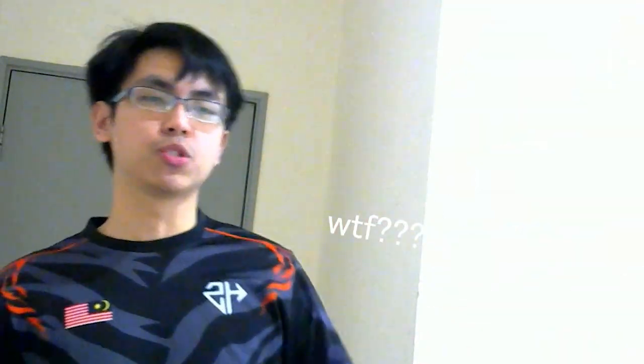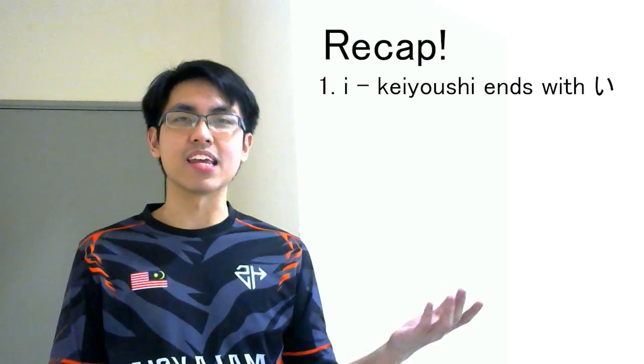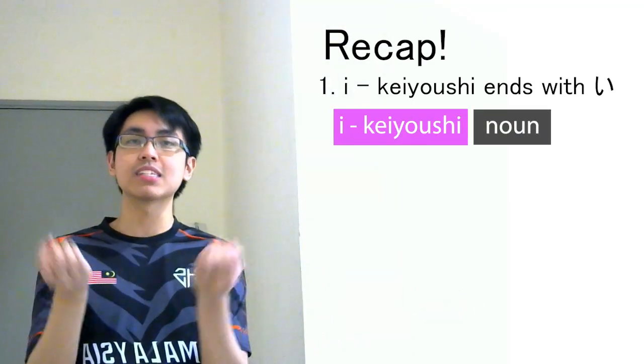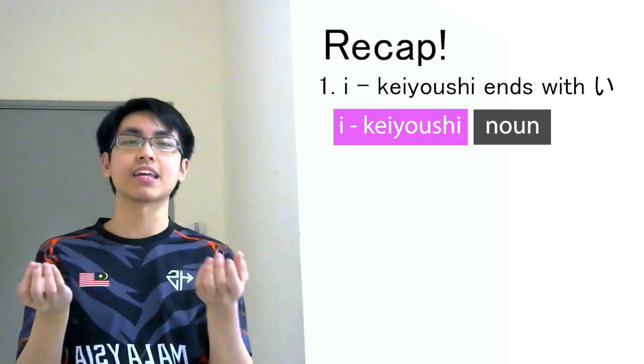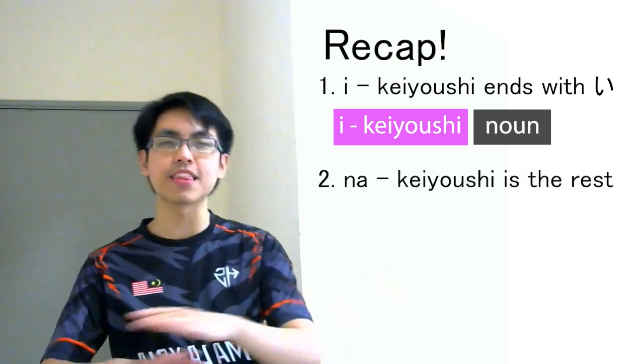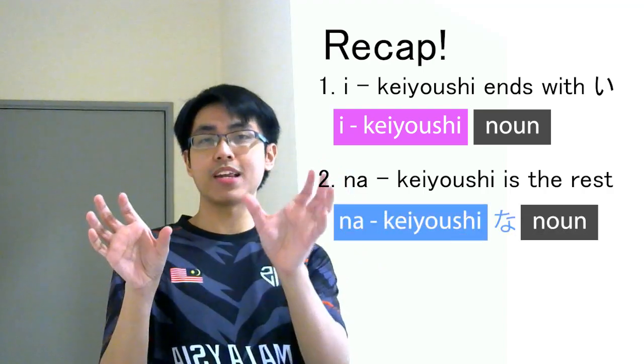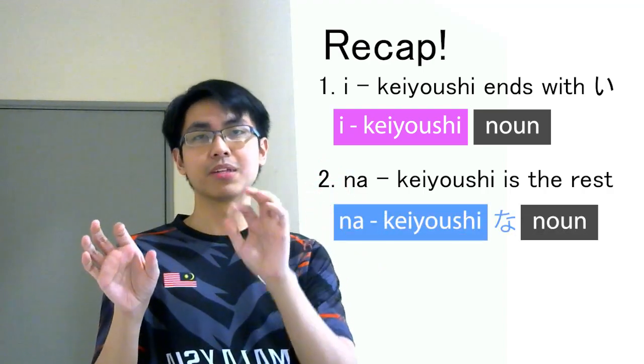Let me make a quick recap for you. As usual, i-keiyoushi ends with i. Duh. And if you put them together with a noun, you just have to stick them together. You don't have to put anything in between. Na-keiyoushi is literally the rest that does not end with i. If you put them together with a noun, you have to put na in between.